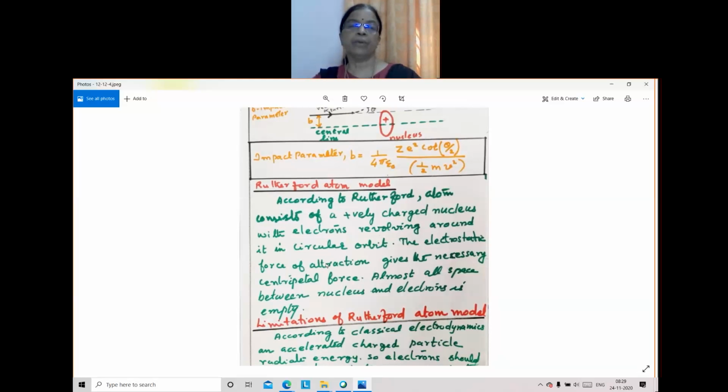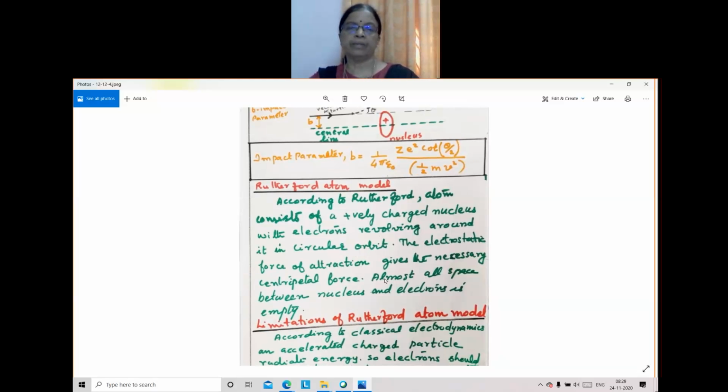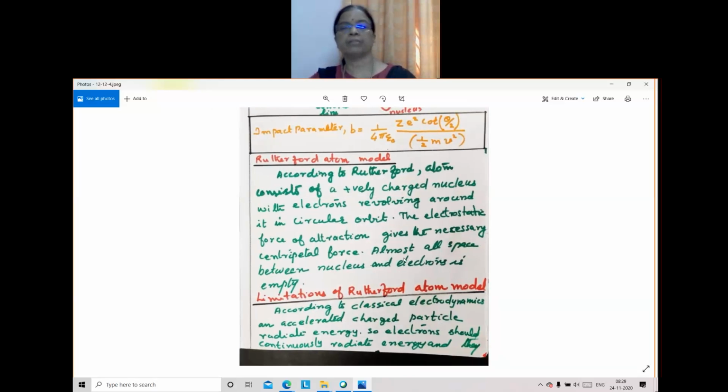According to Rutherford, the atom consists of a positively charged nucleus with electrons revolving around it in circular orbits. We know all those things, but as it is part of the syllabus, we have to explain. The electrostatic force of attraction gives the necessary centripetal force. Almost all the space between the nucleus and the electrons is empty.